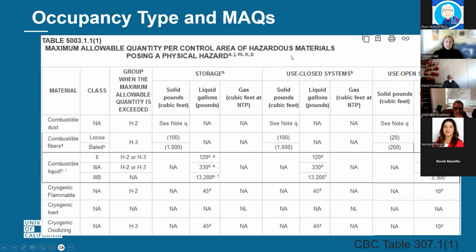So this is the table that I think most people are familiar with, table 5003.1.1 from the fire code, with the maximum allowable quantity per control area of hazardous materials posing a physical hazard. There's another table right after this that's for health hazards. This is just an excerpt from the table, and the identical corresponding table in the building code is here, 307.1.1.